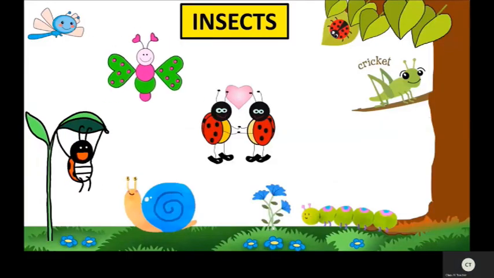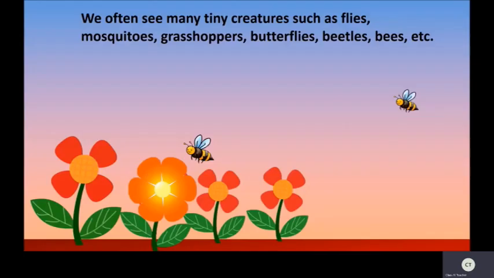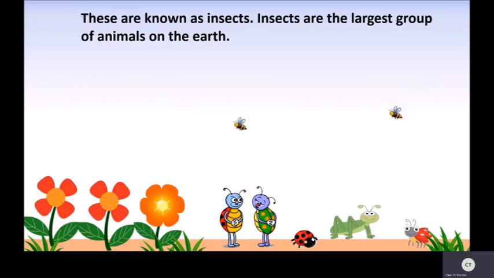Insects. Yeah, see about these insects. We often see many tiny creatures such as flies, mosquitoes, grasshoppers, butterflies, beetles, bees, etc. Yes, children? All these are called insects. These are known as insects.